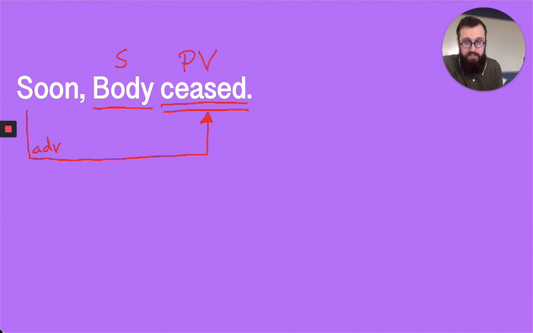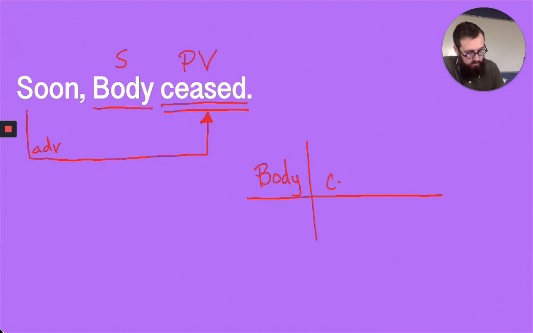All right, let's go ahead and diagram this sentence. I'm going to draw my baseline. I'm going to write out body and draw my vertical line. Ceased, it's my verb, and then my modifier, soon. Notice how I made sure to capitalize soon because it was at the beginning of my sentence. All right, that sentence has been analyzed and diagrammed.